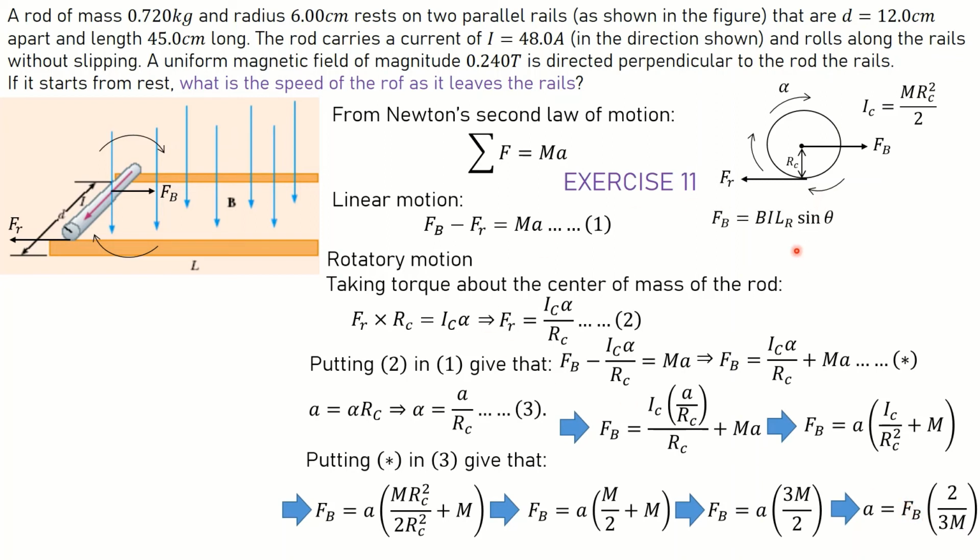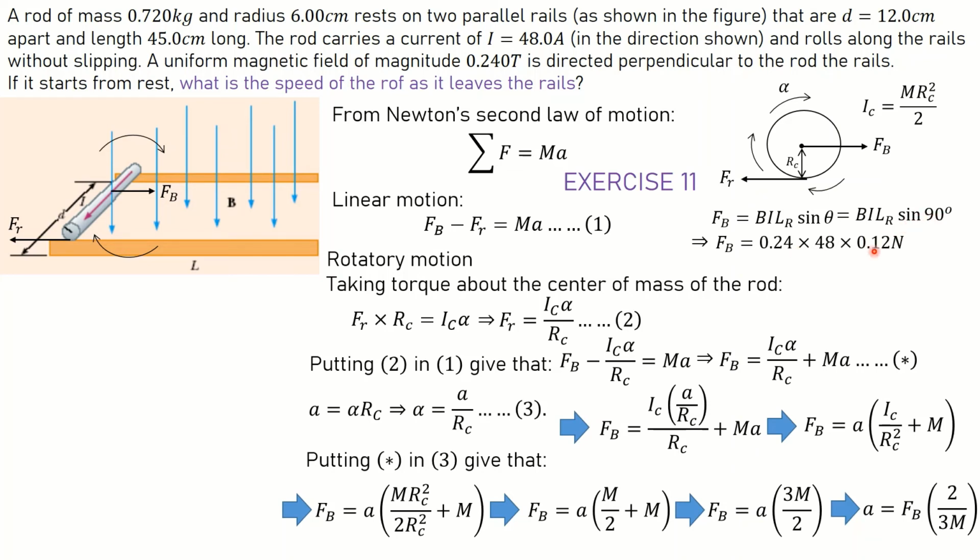The magnetic force generally is given by BIL sin theta. L is the length of the rod, I is the current, B is the magnetic field strength. Theta is the angle between the magnetic field and the current. Now in this case, the current is in this direction parallel to the rod, which is in turn perpendicular to the magnetic field direction. So from there we have the angle to be 90 degrees between the current and the magnetic field. So with that we get sine 90 to be 1.